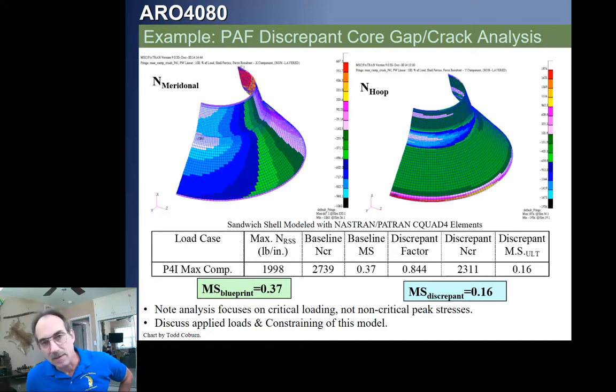Actually, I misspoke. I said we compared the two numbers. Actually, a lot of times I'll do that and I'll come up with a factor showing that it makes negligible difference. In this particular case, what I did was take the baseline margin of safety. You can see the critical running load. These are a plot of the running loads, the pounds per inch all throughout in the meridional direction and in the hoop direction. I took the max value of that in each direction. I compared to the baseline value and for the baseline fairing payload attach fitting and for the discrepant payload attach fitting, and then demonstrated in this case not the comparative number, but I just demonstrated that it could still withstand all the design loads. So this is the way we do this kind of analysis.